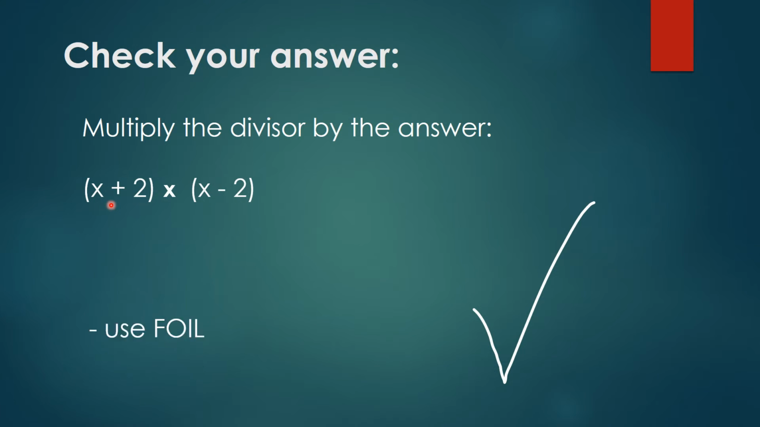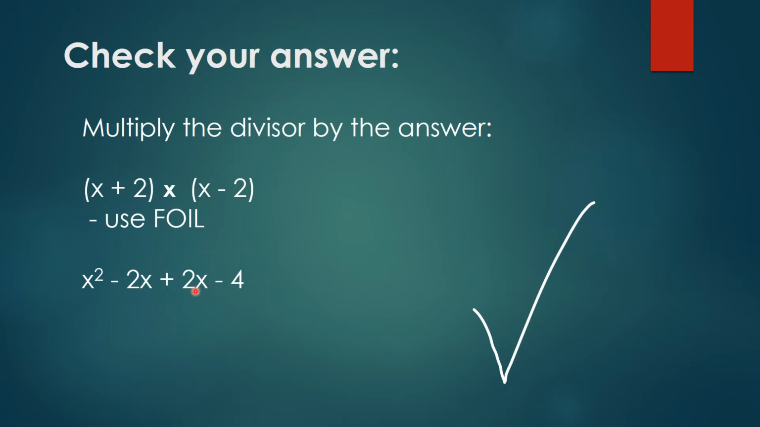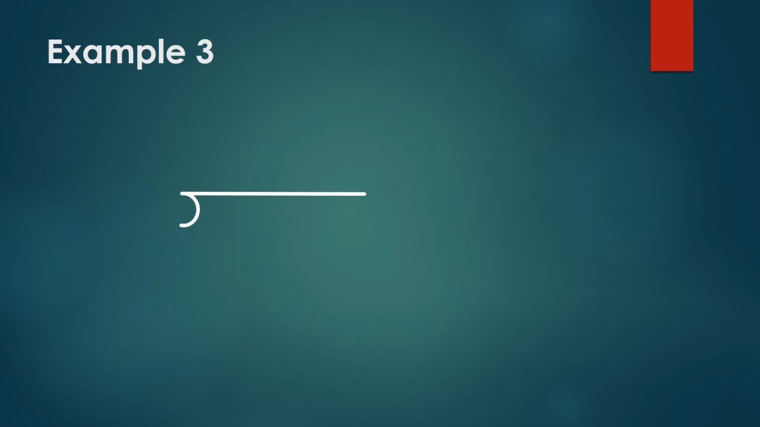Again, you use FOIL. So x times x gives me x squared. X times negative 2 is negative 2x. 2 times x is 2x. 2 times the negative 2 is negative 4. Collect like terms, negative 2x plus 2x is 0, and you're left with x squared minus 4. So that, in fact, yields the dividend that you started with. So there's your check.